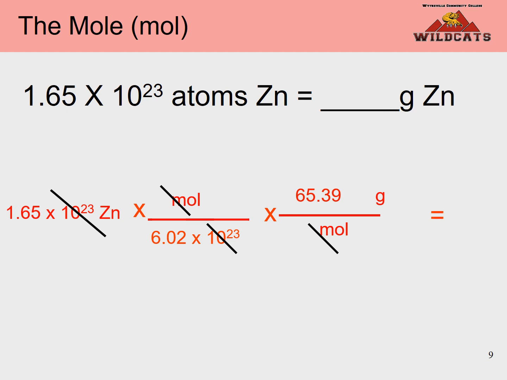And so we're going to take 1.65 divided by 6.02 times 65.39, and we end up with 17.9 grams of zinc. Remember, the numbers before the multiplication sign in scientific notation are significant. The 1.65 has three significant figures, so does the 6.02, and so we end up with 17.9 grams of zinc.